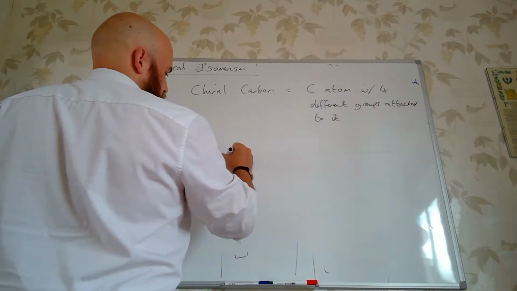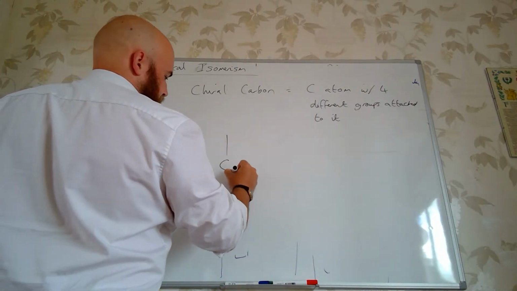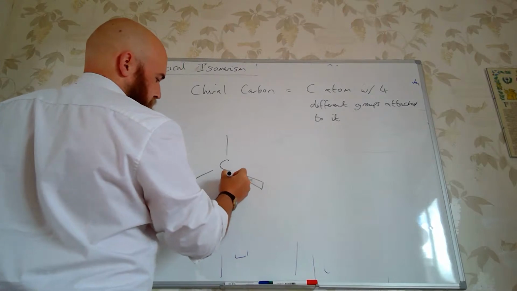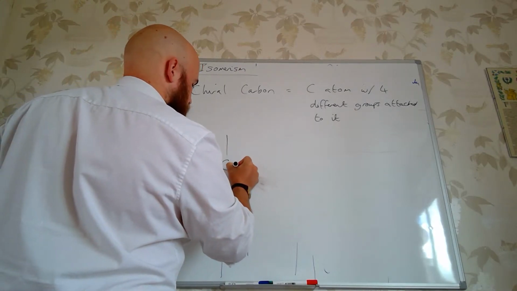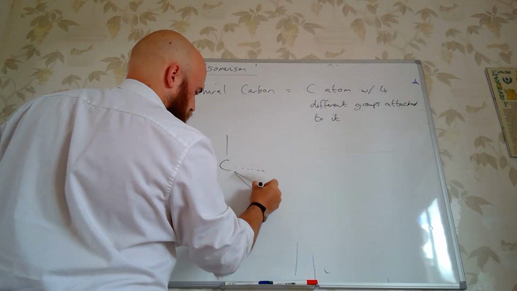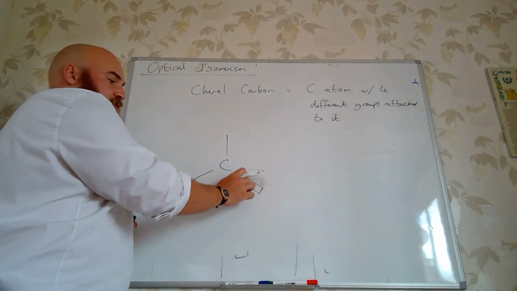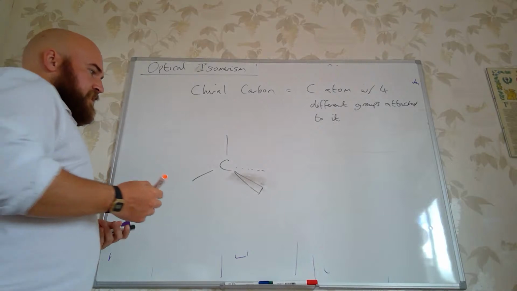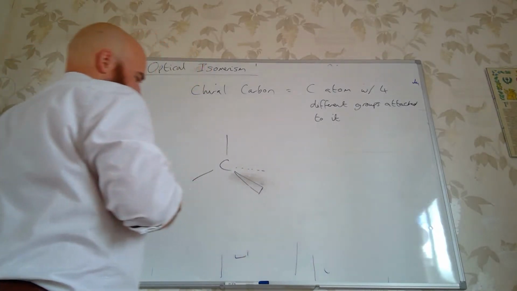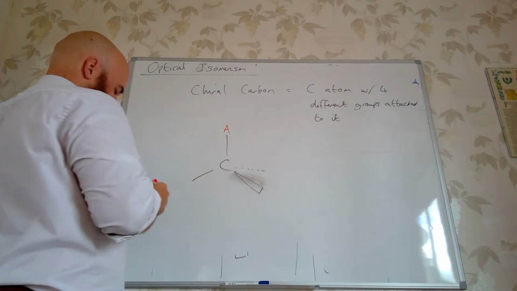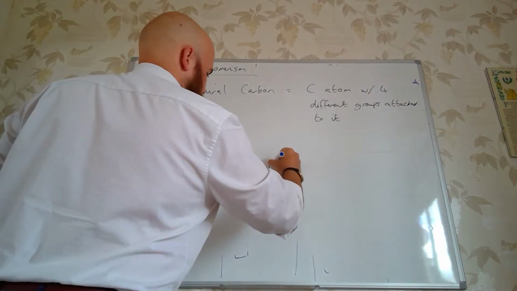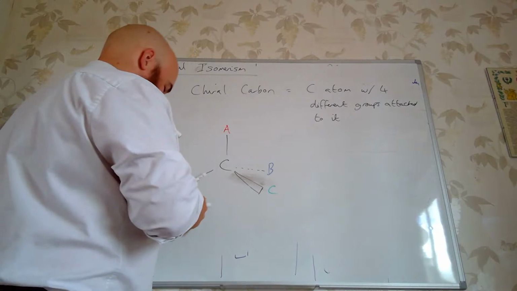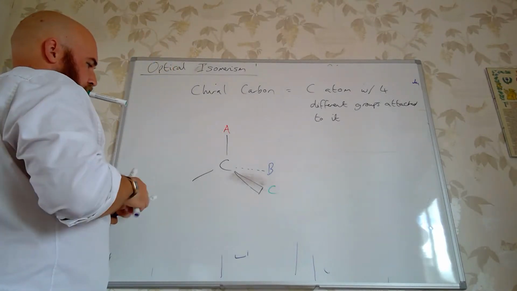So I'm just going to draw my tetrahedral carbon. Okay, so there's my tetrahedral carbon. Don't forget, wedges are coming out of the board, dashes are going back into the board. All right, it's quite important when you're drawing optical isomers. And they'll have 4 different groups attached. So we'll call that A, we'll call that B, we'll call that C, and we'll call this D.